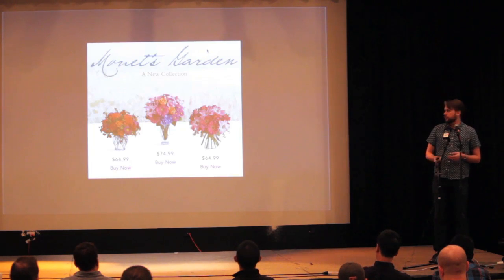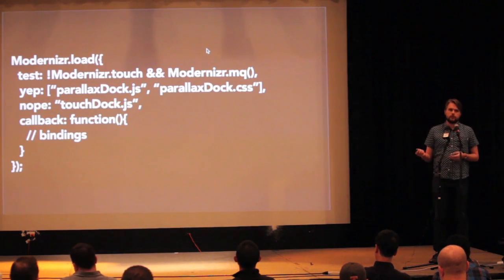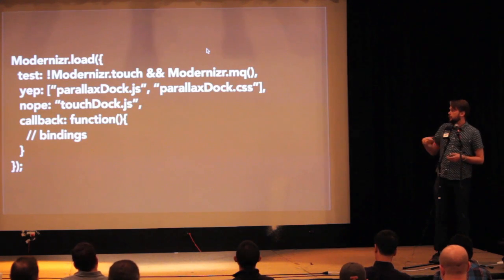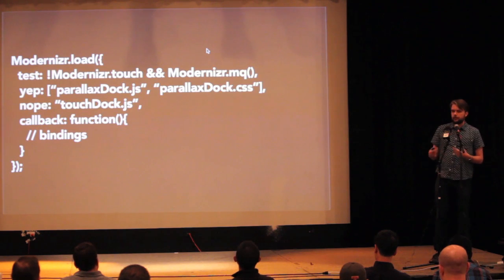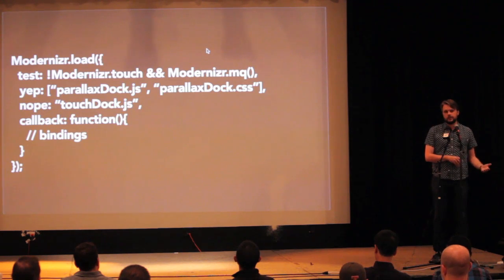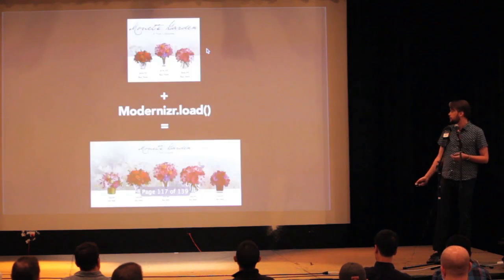I might then use a Modernizr load call to test against a couple features. So we test against whether touch is enabled, or in this case, if touch is not available. And then we test against a media query. We load in a parallaxing dock, which does a cool little effect, and a hover, and some CSS to accompany that. And then if it fails, we have the touch version to come in and do all the touch screen interactions, so you can do little swipes or what have you.